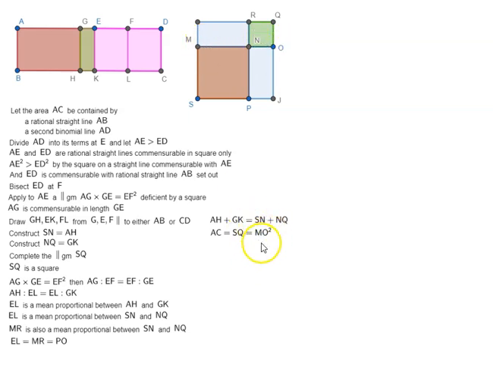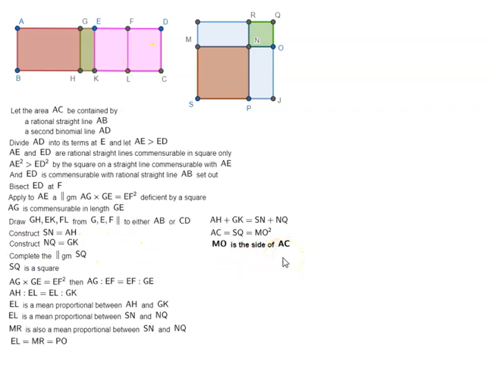Now from where did this suddenly MO square come? Because remember, MO is equal to one of the sides of this square. So instead of saying the square on SN, we can also refer to this square as the square on MO. So we have shown that MO is the side of a square whose area is equal to the area of AC. So MO is the side of AC.